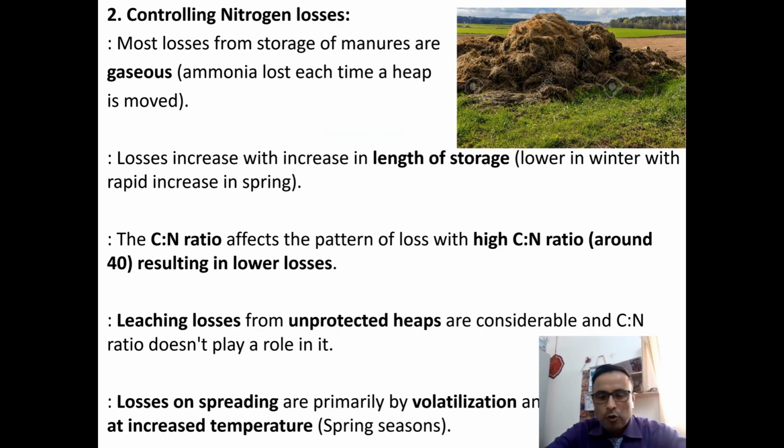Most of the nitrogen loss in these kinds of heaps happens by volatilization and leaching. Generally, ammonia is the most common form of gas which is converted and lost. While the heap is being turned over, it is very easy for the ammonia to be lost through volatilization. So to control this nitrogen loss through leaching and volatilization, the carbon upon nitrogen ratio plays a very important role. A higher carbon upon nitrogen ratio, up to 40, results in lower loss of nitrogen from the heaps which are used for manure generation.